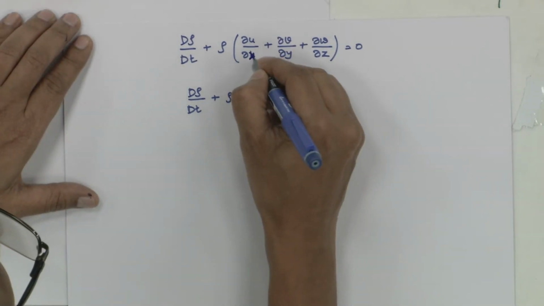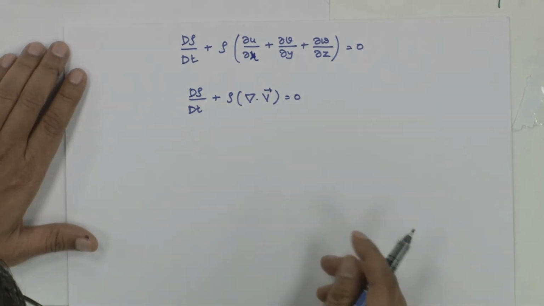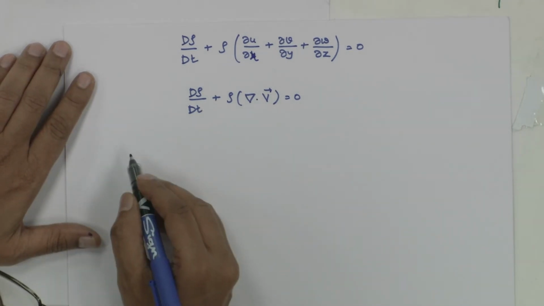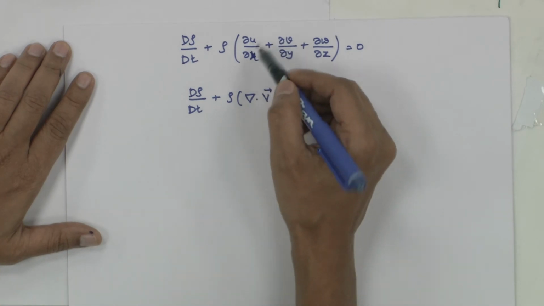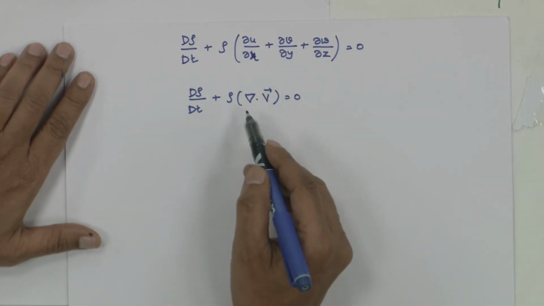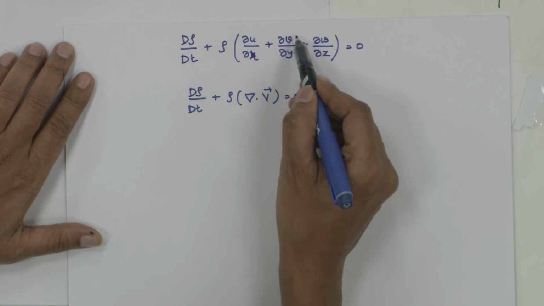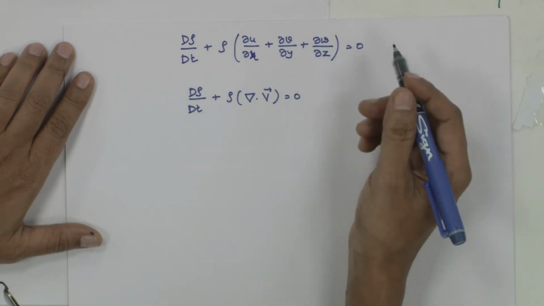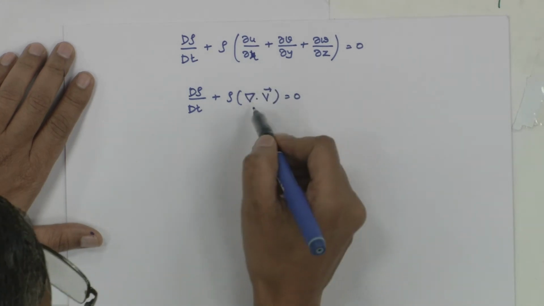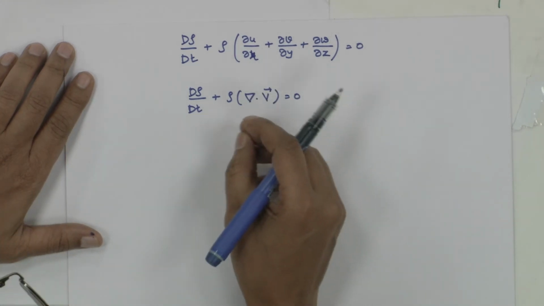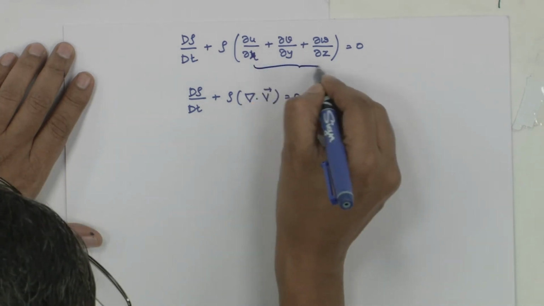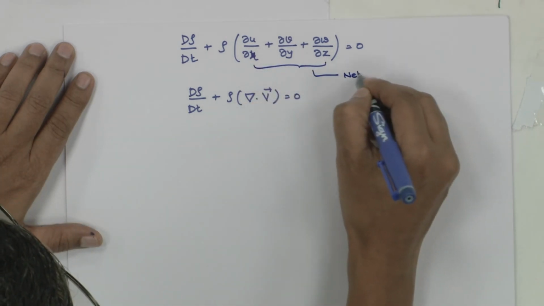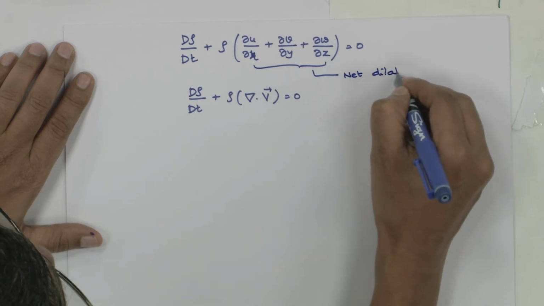Du by dx, correct. Okay. So now you should visualize it like this. If you remember our earlier modules, del u by del x is the stretching in the x direction, del v by del y is the stretching in the y direction, del w by del z is the stretching or the linear deformation in the z direction. So del dot v is the net dilation rate, that is, how much it is getting dilated in net.